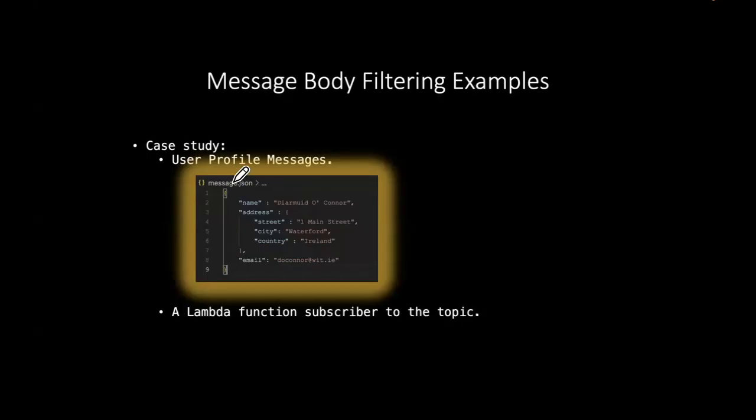So supposing we've got this other application and we are sending messages to an SNS topic, and this is the structure of these messages. They're user profile messages. So the structure is a name, an address, where an address is made up of these three parts, and an email. Okay, so they're the SNS messages. And supposing we've got a Lambda function, which is a direct subscriber, just for simplicity's sake, to our SNS topic. And we want to do some filtering of the messages that get through to this Lambda. So I've got a couple of examples.